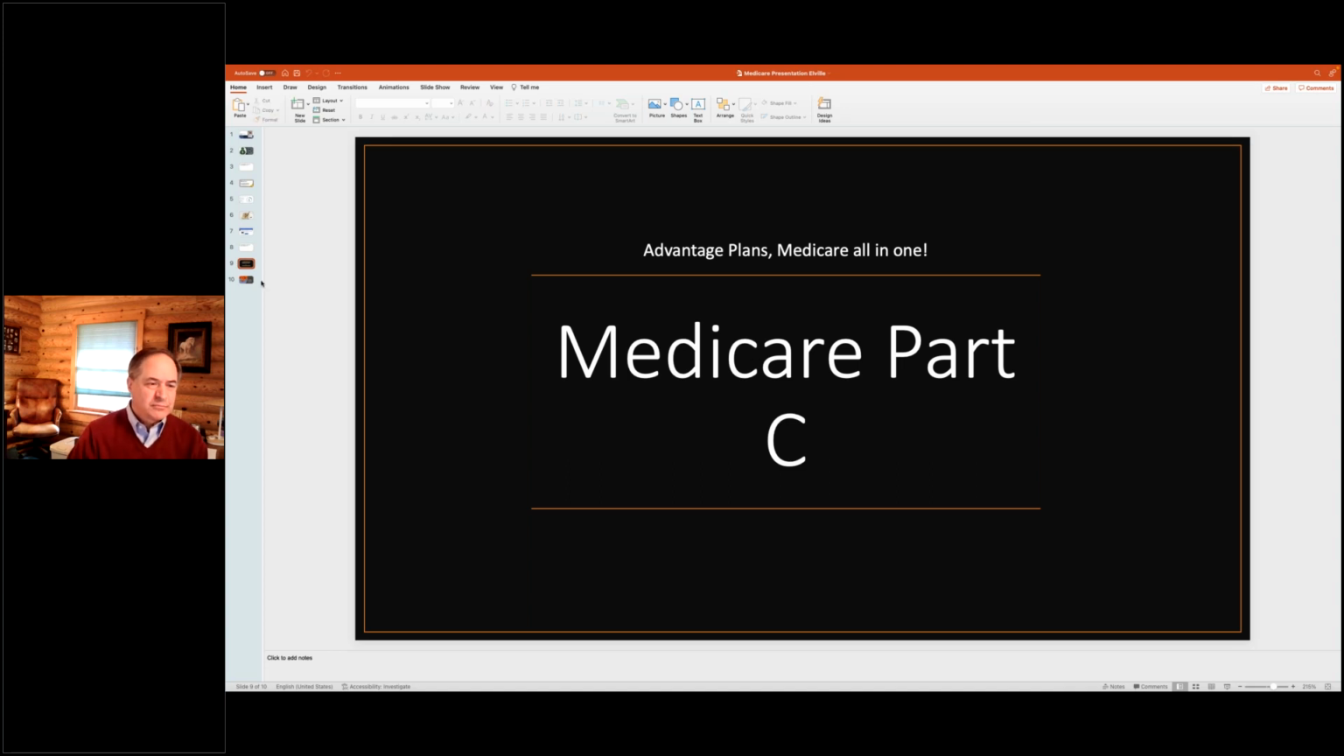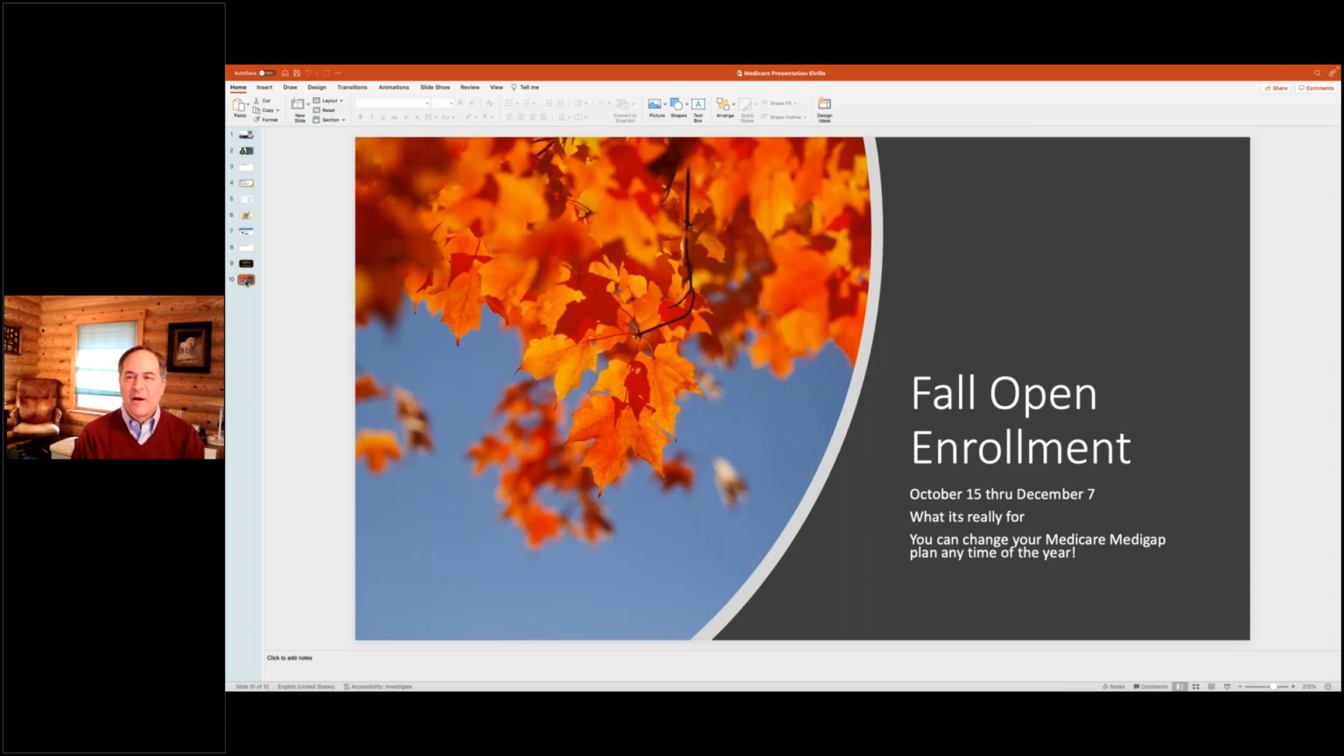Now, fall open enrollment really is only for two things. It is really for Medicare Parts C and D, because that's the only time of year we have a shot at making those changes. And for folks that already have a drug plan on Medicare Part D, you very definitely should look at it every year, no matter what. Open enrollment for your Medicare Medigap plan, though, is any time of the year.